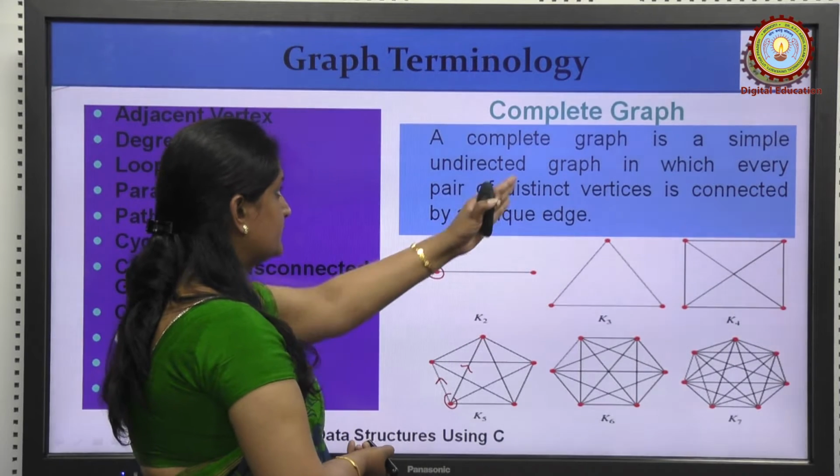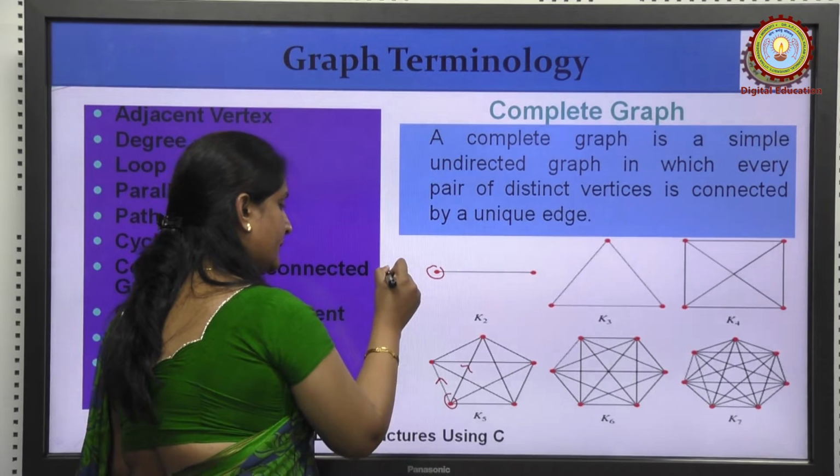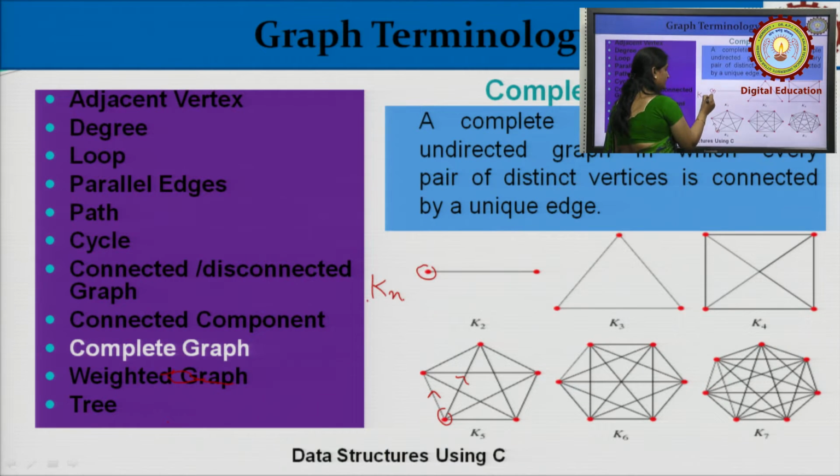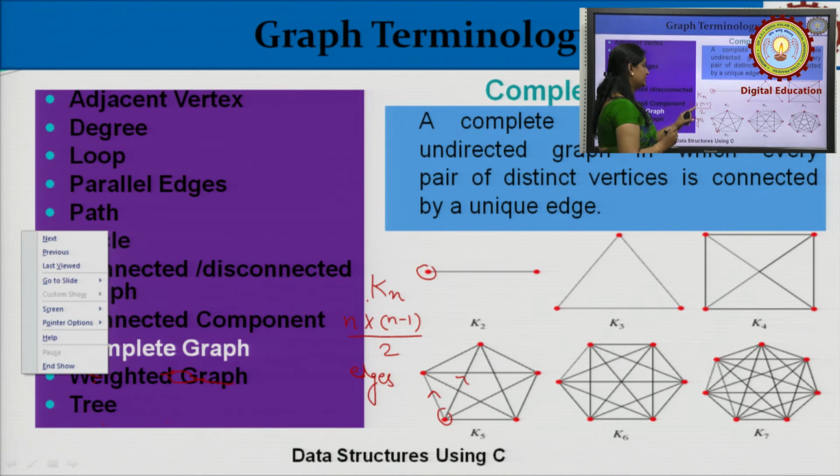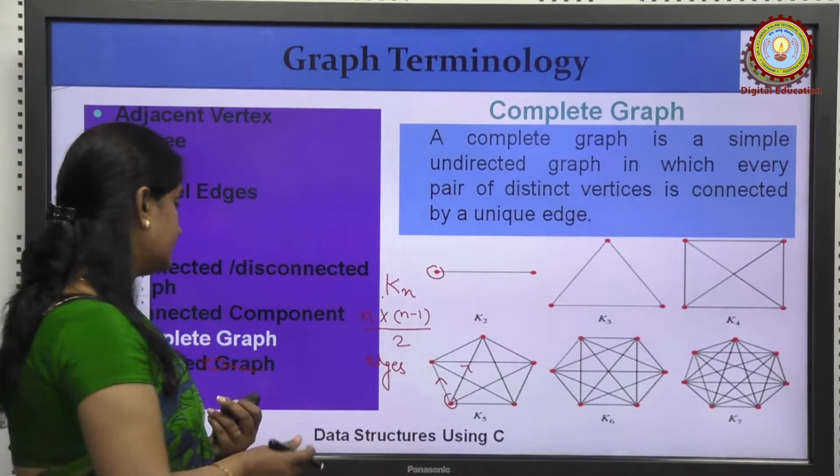The complete graph is denoted by Kn, where n is the number of vertices. A complete graph of n vertices has exactly n into n minus 1 divided by 2 edges. A connected graph with n vertices has exactly n into n minus 1 divided by 2 edges.